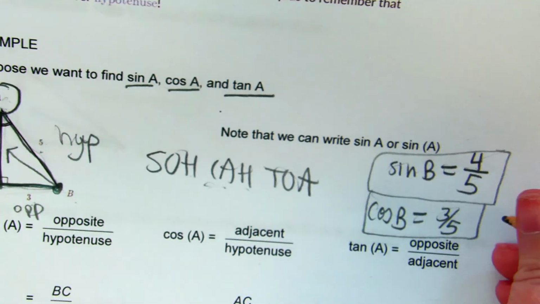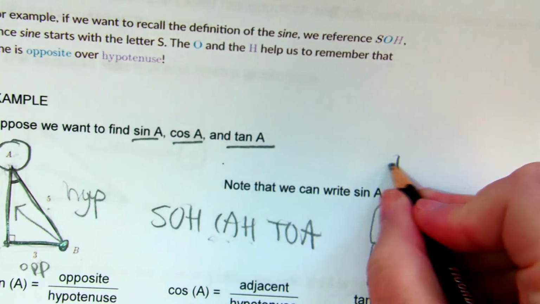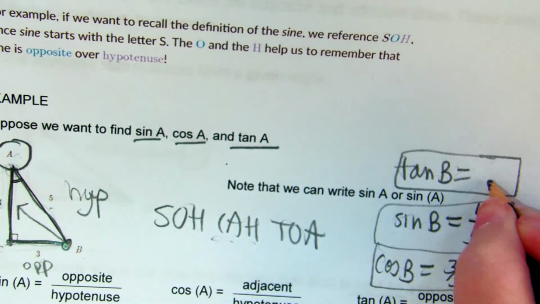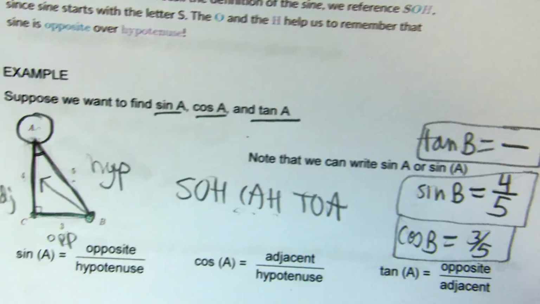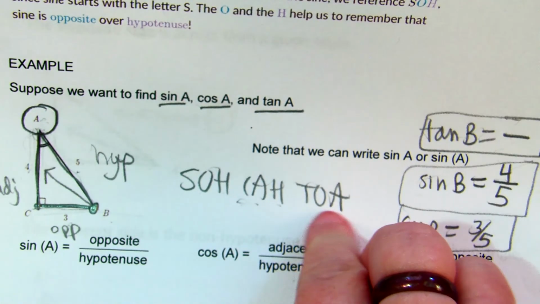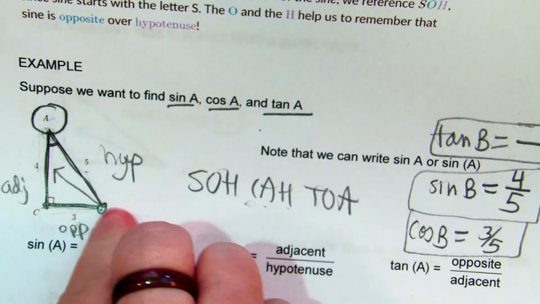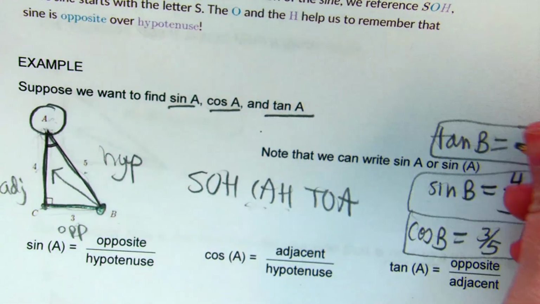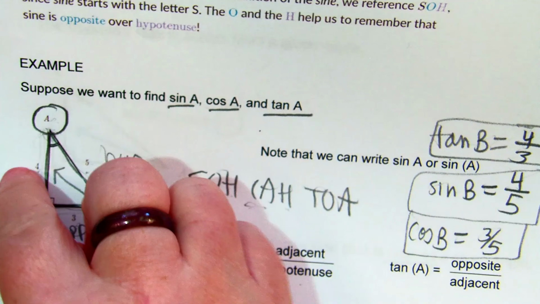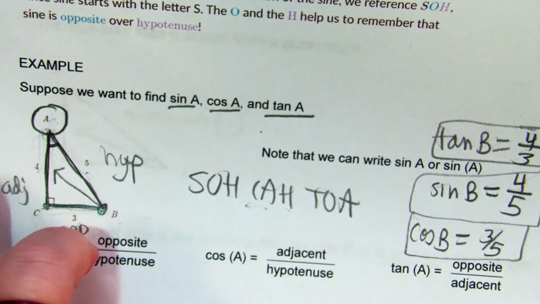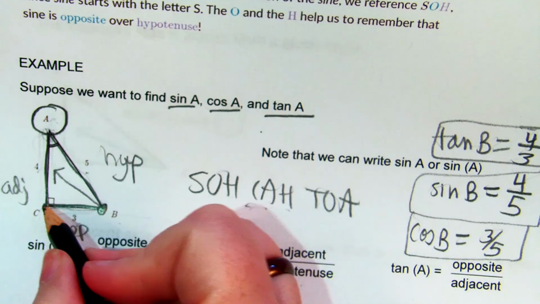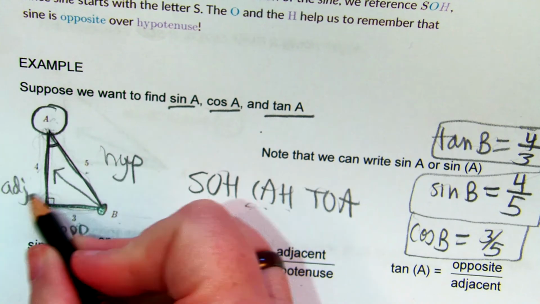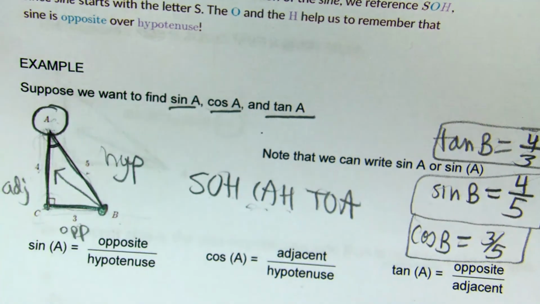And then tangent of B is equal to TOA, opposite over adjacent. What's opposite angle B? 4 over 3. I have them labeled for angle A, but they switch for angle B. And you never would talk about the sine or cosine or tangent of angle C because it's a right angle. It's only of an acute angle that we talk about it.